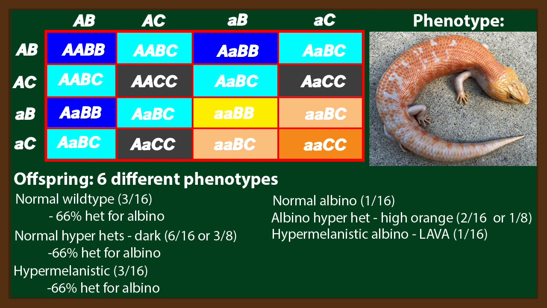Now that I have demonstrated the 16 square Punnett square, try working out your own using parents with different genotypes.